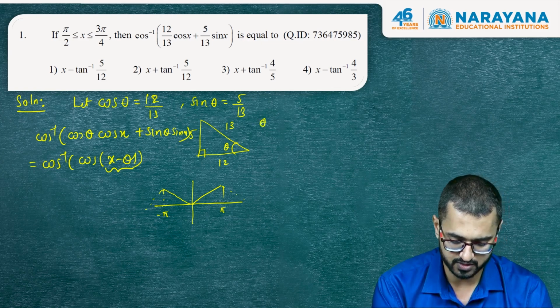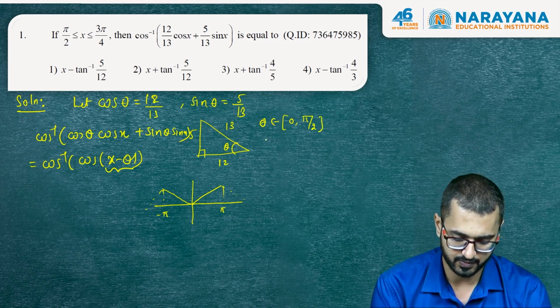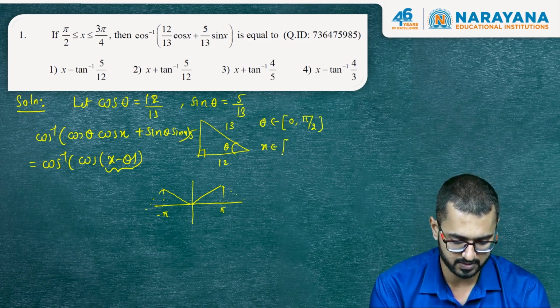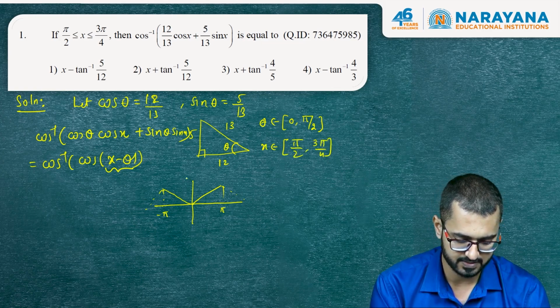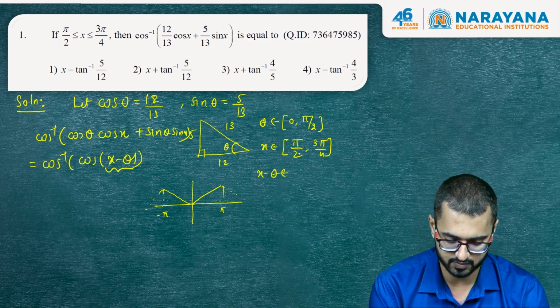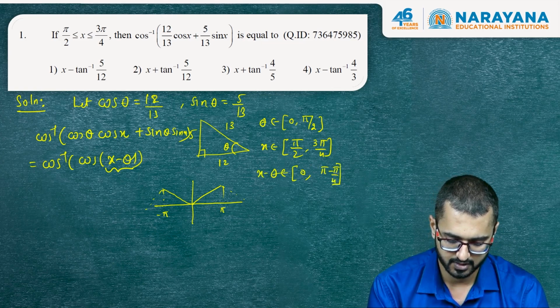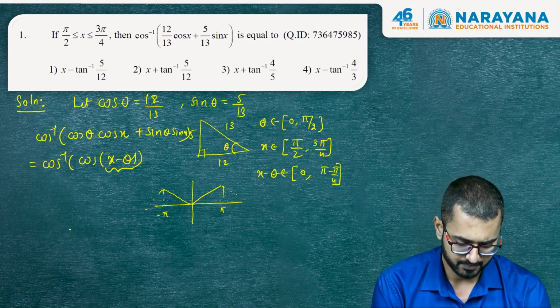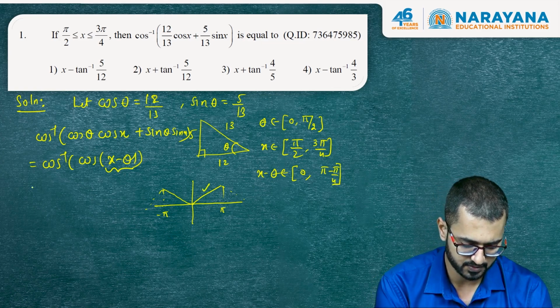As theta belongs to 0 to pi by 2, as both are positive, sine and cos are both positive, so first quadrant. And now if you look at x, then x belongs to pi by 2 to 3 pi by 4. So now if I do x minus theta, then x minus theta will belong to pi minus 0, and then pi by 2 minus pi by 4. So pi minus pi by 4, it will go here. And now this will be from 0 to pi. That means I am coming to this segment. So this segment will turn out to be simply x minus theta itself.